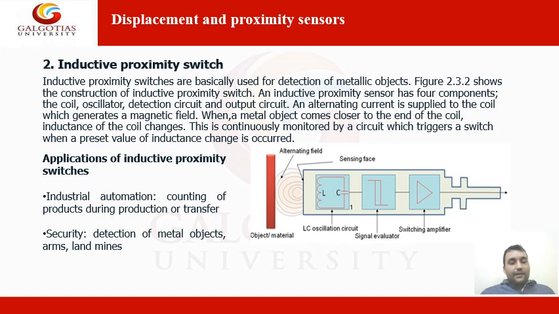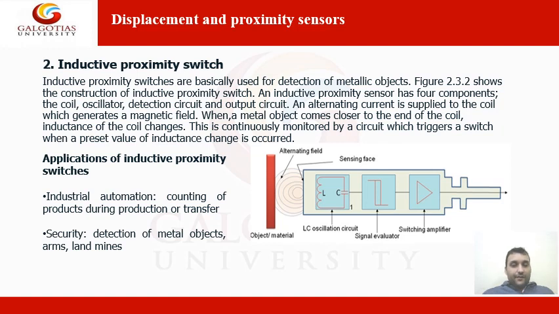The coil is there, the oscillator is there, the detection circuit is there, as we discussed in the last lecture. The alternating current is supplied through this coil that generates a magnetic field. When an object comes closer to this end of the coil, the inductance of the coil changes. Then this is continuously monitored by a circuit which triggers a switch when a preset value of inductance change occurs. So this is the switch and this is the signal evaluator. This is the sensing phase.